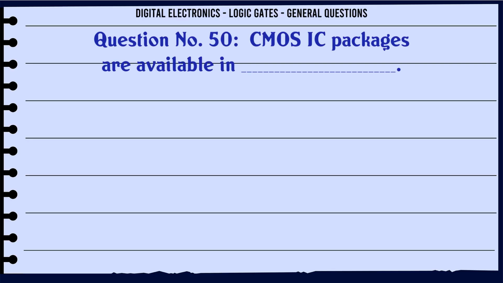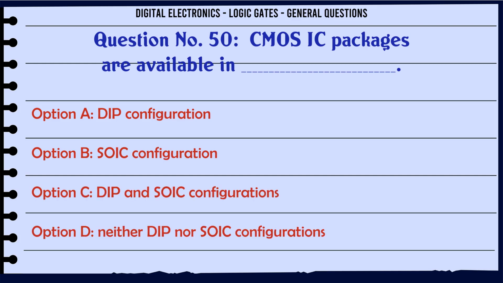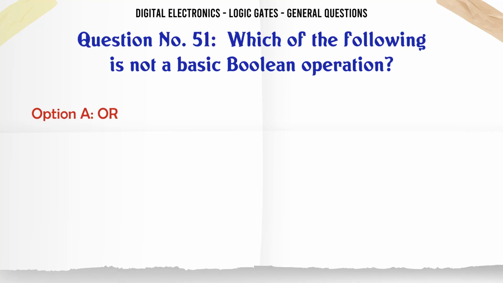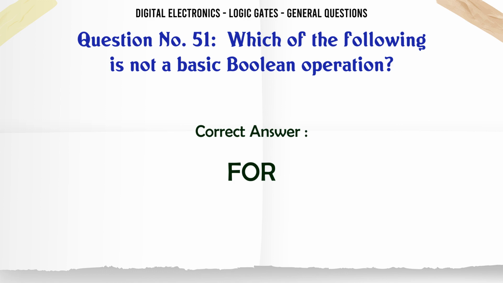Most IC packages are available in A. DIP configuration. B. SOIC configuration. C. DIP and SOIC configurations. D. Neither DIP nor SOIC configurations. The correct answer is DIP and SOIC configurations. Which of the following is not a basic Boolean operation? A. OR. B. NOT. C. AND. D. FOR. The correct answer is FOR.